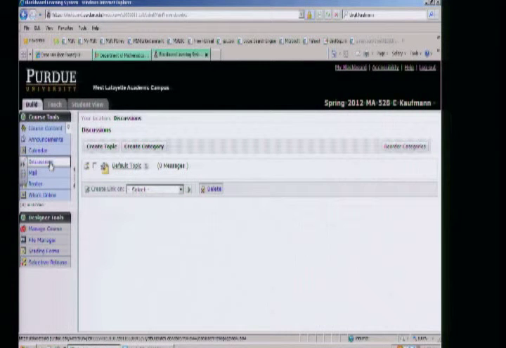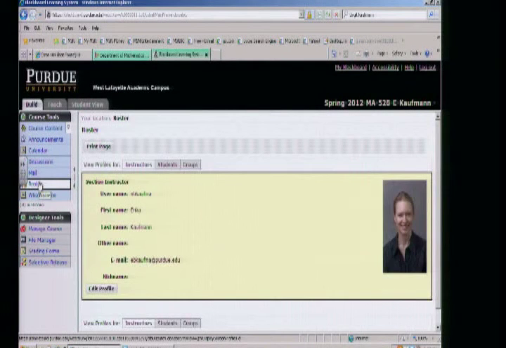And if you like, I think you can also put in your profile. If you go to rosters, you see my picture and you see my information, but you can also create your own homepage for the others to see, okay? And then I think you can look at your grades.